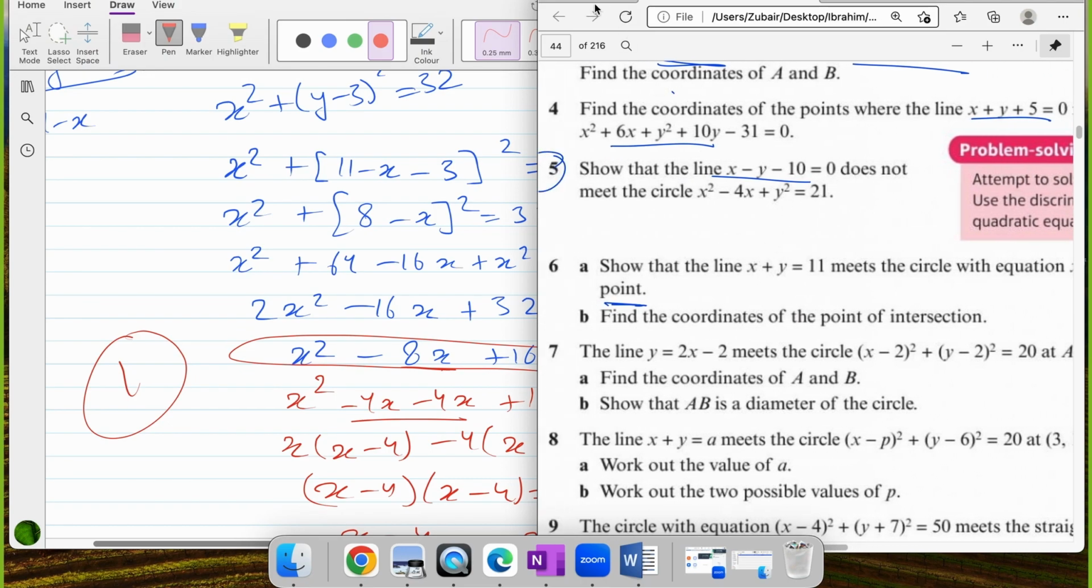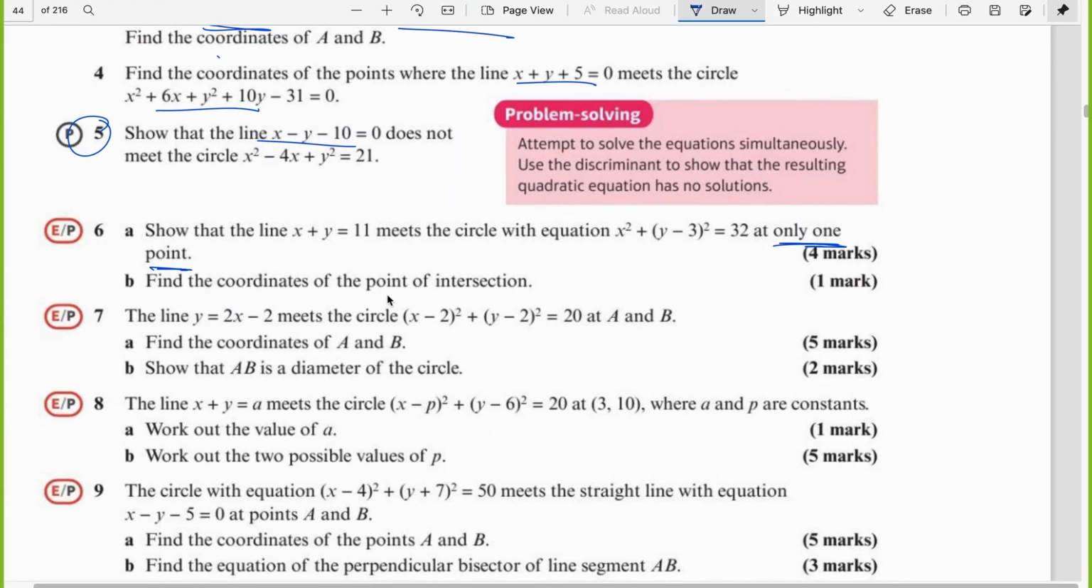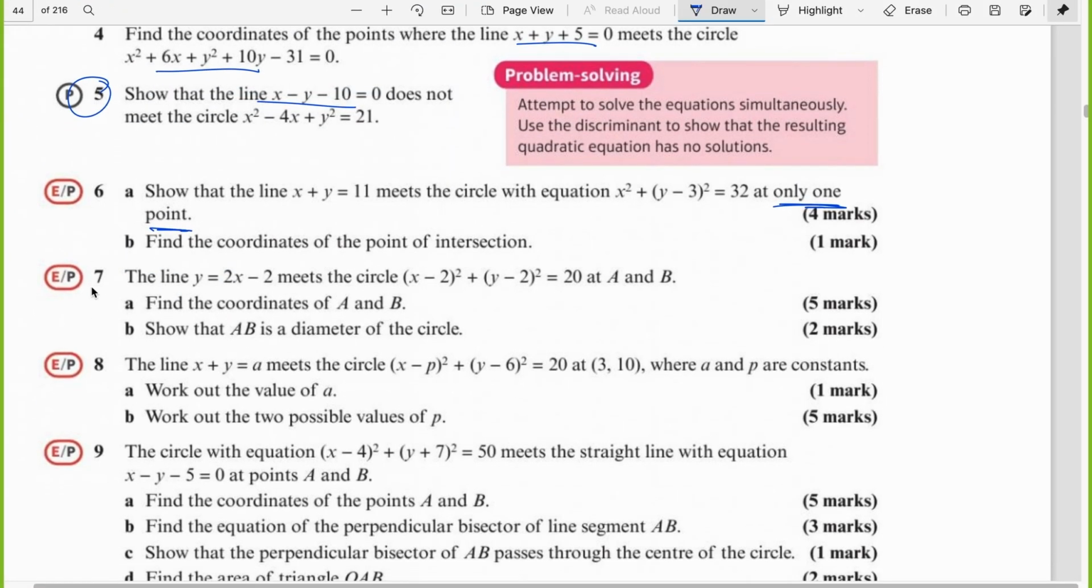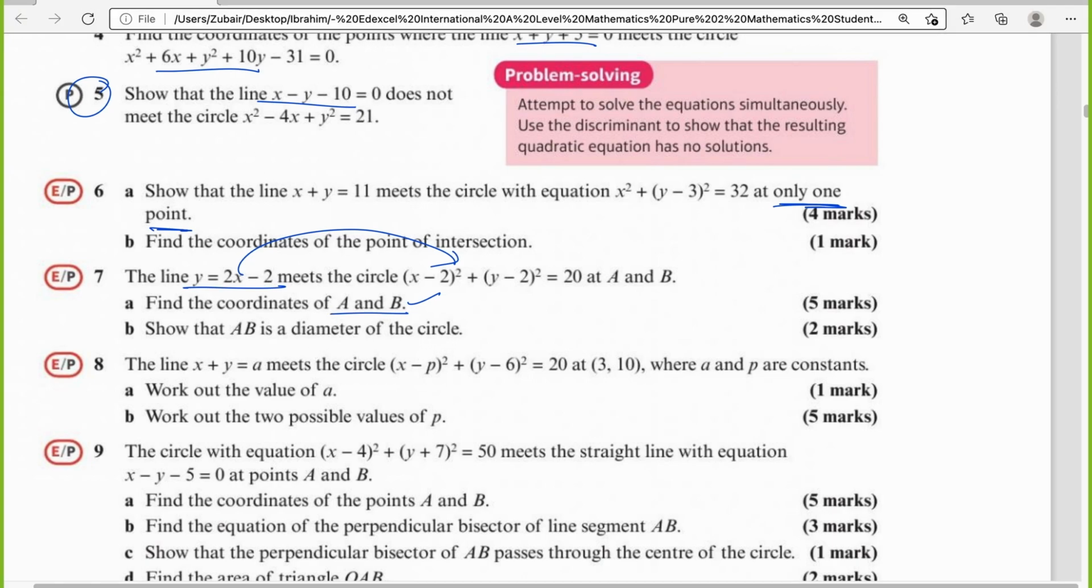Okay, question 7 says, let's see if we have any different question. It says the line meets the circle at A and B. Again, we just have to substitute and solve. It says find the coordinates of A and B. Suppose done, then it says show that AB is the diameter of the circle. Okay, let's do this. This is a little different.